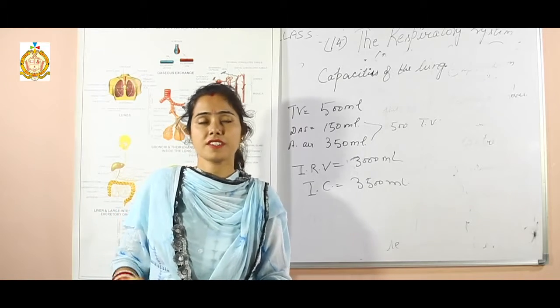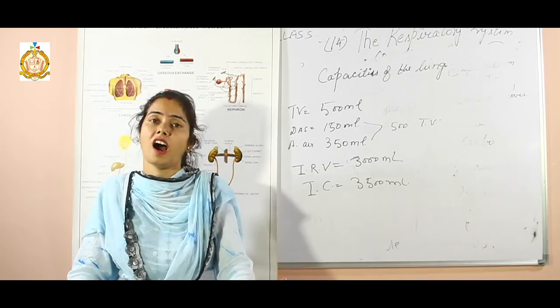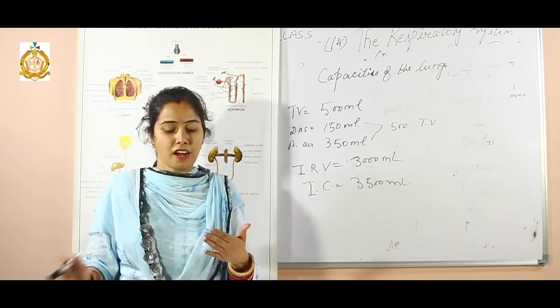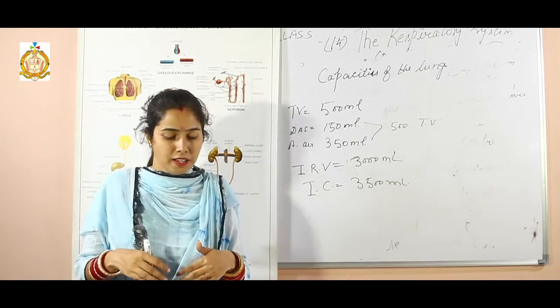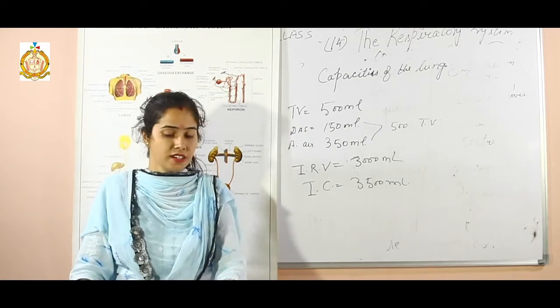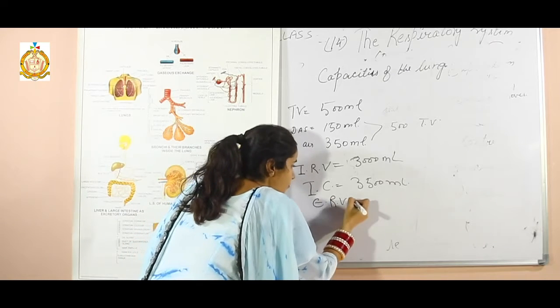Now next is expiratory reserve volume. What is expiratory reserve volume? It is the air that can be forcibly expelled out after a normal expiration. When we expire normally and after that we forcibly breathe out more air, that is known as expiratory reserve volume, and the value is 1000 ml.